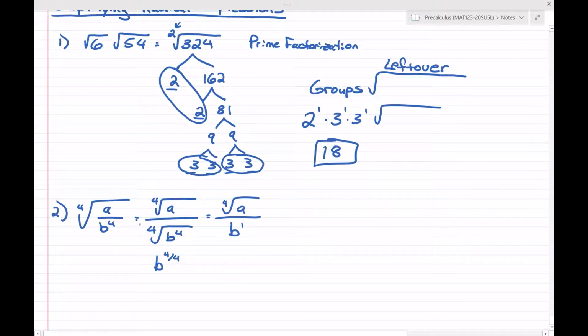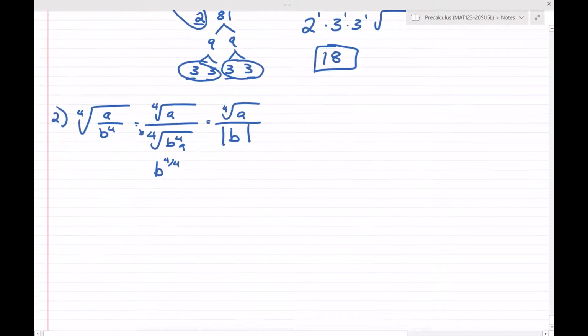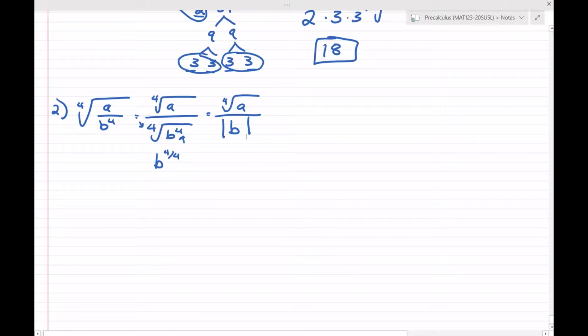But we have an even, odd situation here, so we need absolute value on that b. You don't have to put the 1 if you don't want, but that would be the perfect answer. All right, and then one more.